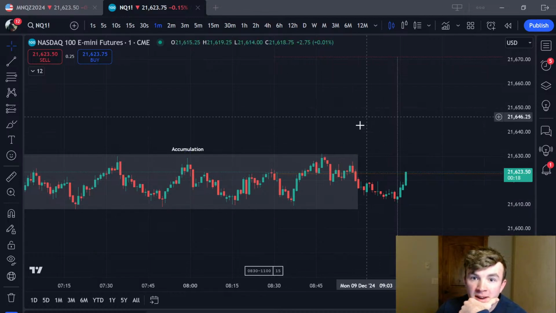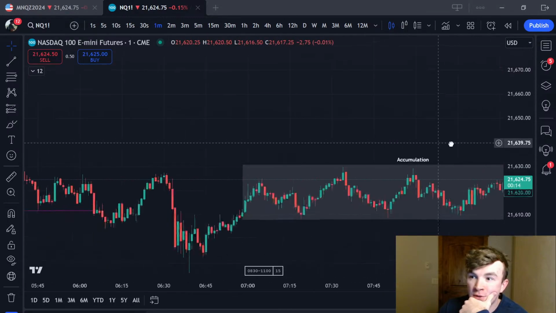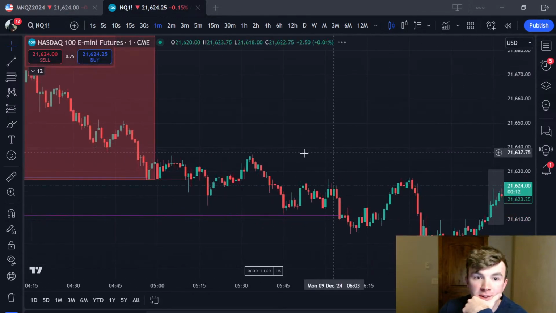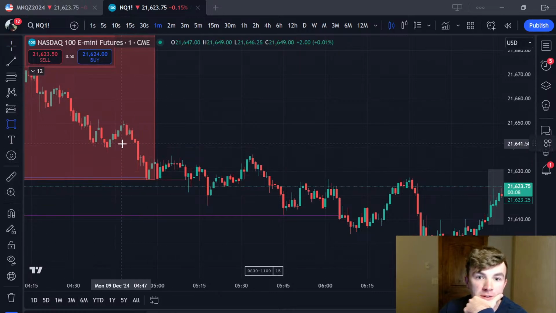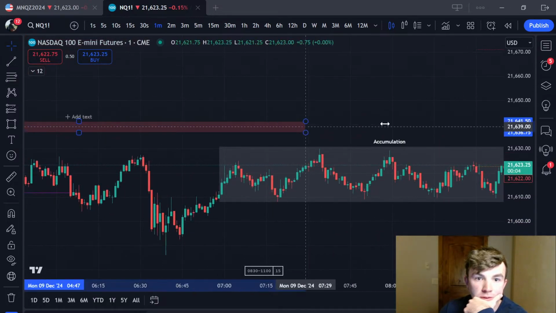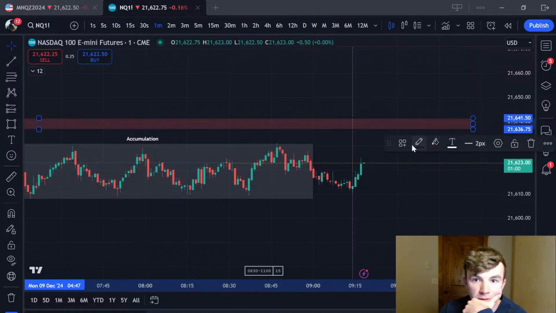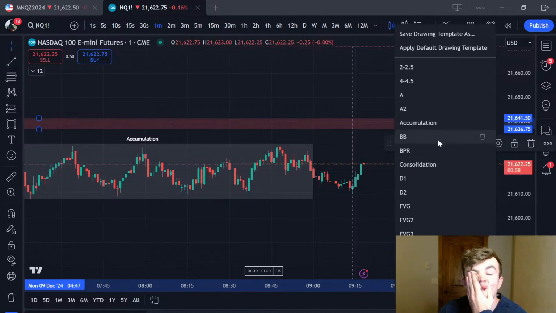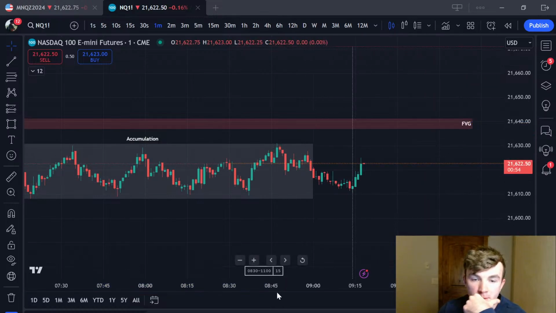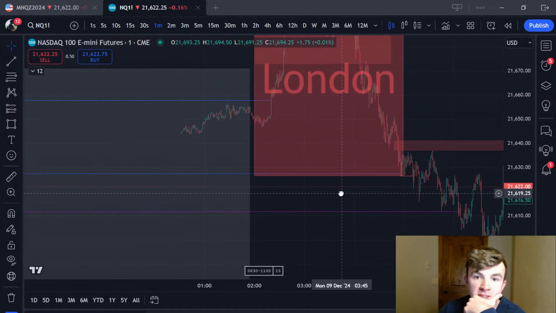We got midnight up here. We got the new day opening gap here, and it's overlapping with this gap here. This imbalance. So maybe we'll get a push into that.